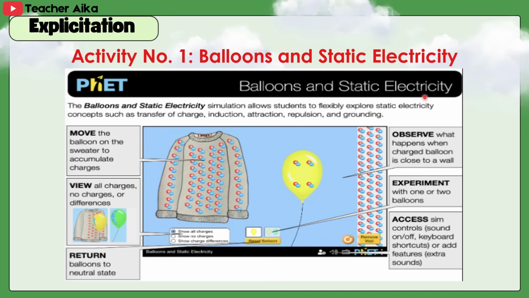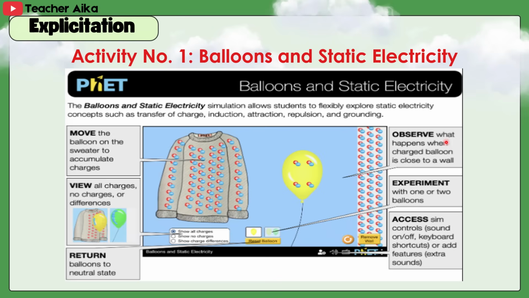Balloons and static electricity. The balloons and static electricity simulation allows students to flexibly explore static electricity concepts such as transfer of charge, induction, attraction, repulsion, and grounding. Move: move the balloon on the sweater to accumulate charges. View: view all charges, no charges, or differences. Return: balloons to neutral state.